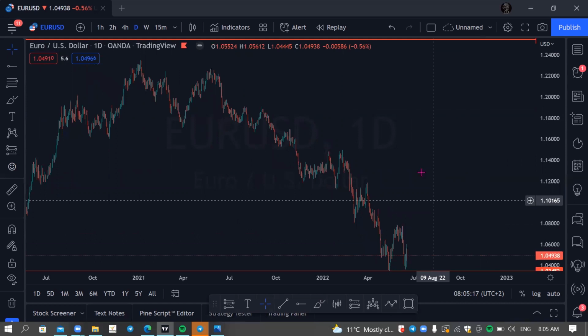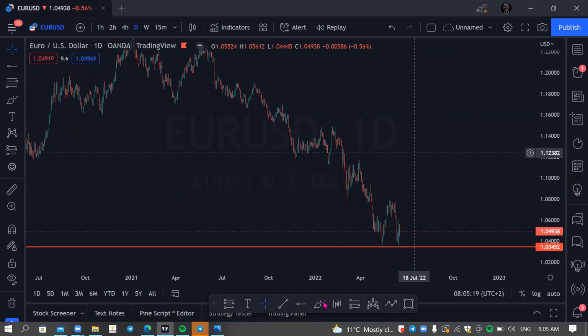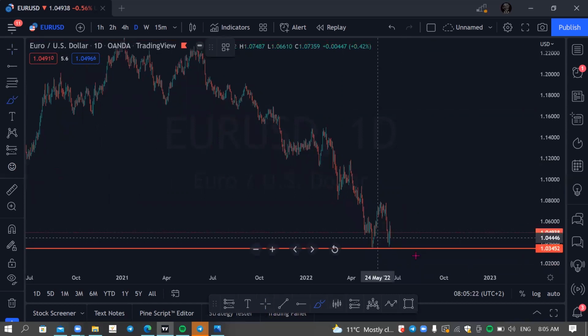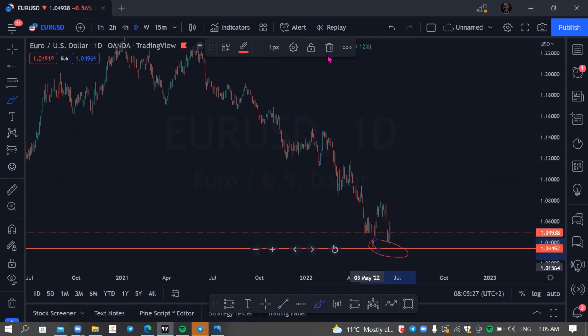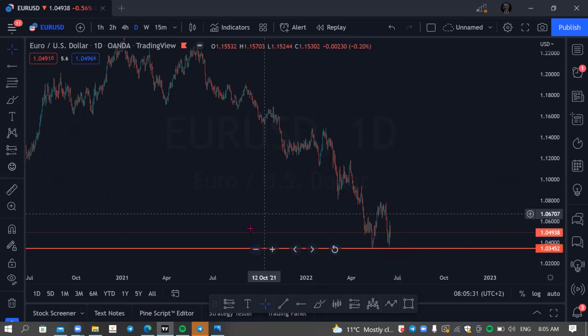So this is 1 day. So remember, the market is respecting our level right here. Each time the market reaches that level, it bounces up. So let's see what we find on our daily time frame.